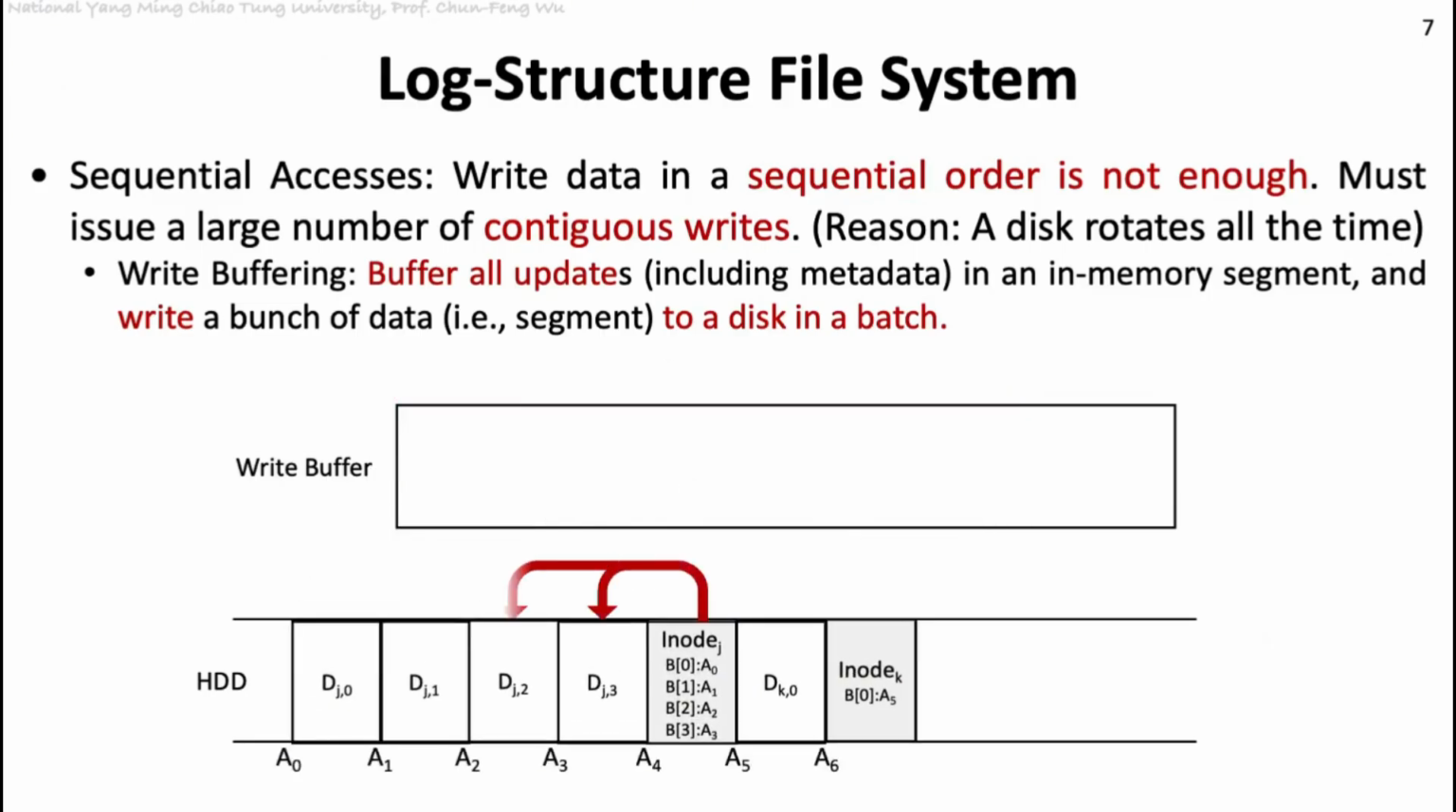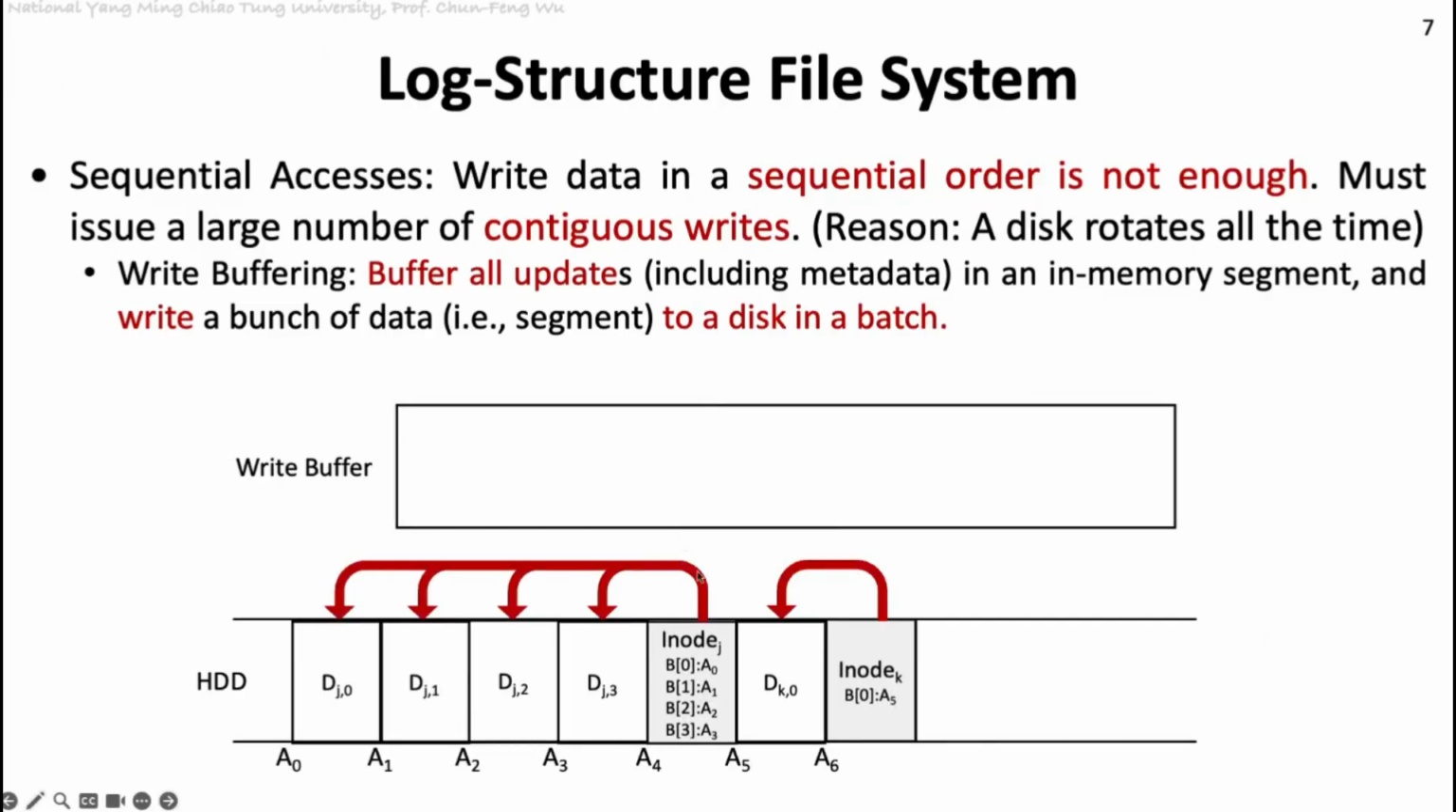Because we use the buffer and write the data contiguously on the hard disk drive, when we are going to access the data, for example data J, DJ, we first check the inode. With this inode information, we can know the block addresses. So these are block addresses 0, 1, 2, 3.